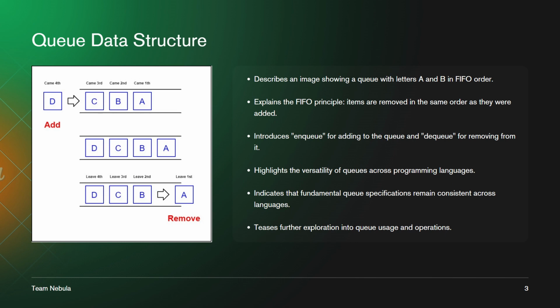Alright, let's take a closer look at the image provided. As you can see, we have a queue with the letters A and B in that order. Now, since A was added to the queue before B, it will also be the first one to be removed from the queue, following the first in first out FIFO rule.